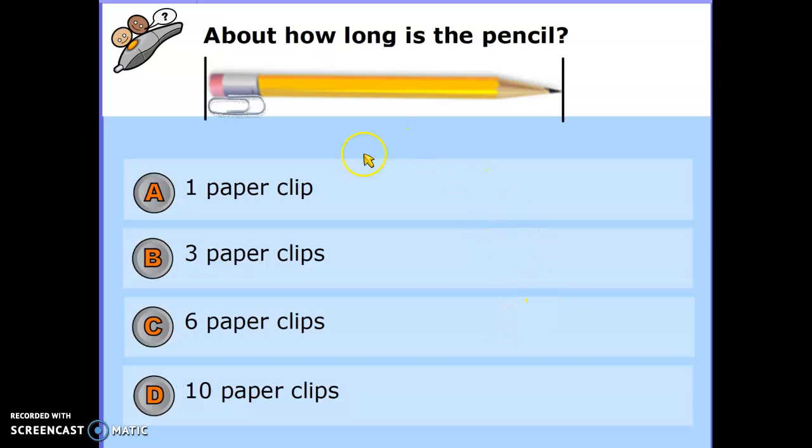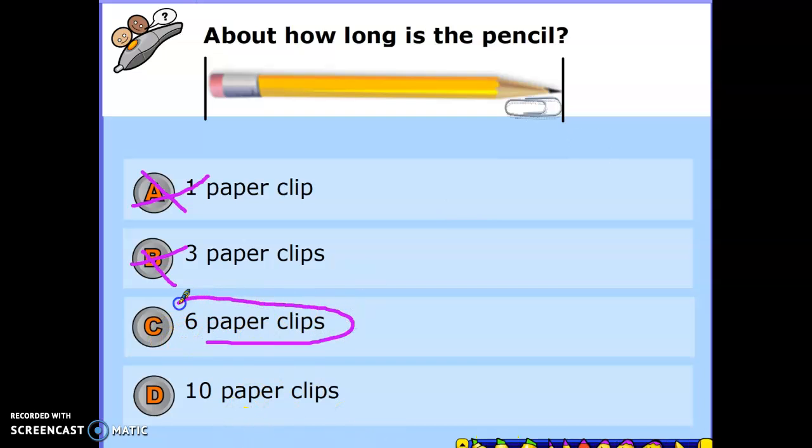Let's look at our next question. It says, about how long is the pencil? They show us 1 paper clip here, so we know there's not 1 paper clip. Okay. Let's see if we can move this around. 1, 2, 3. That's half of the pencil, so we know it is not 3 paper clips. Let's see if we can continue. 4, 5, 6. So this pencil is about 6 paper clips long. So if you get 6, you are correct.